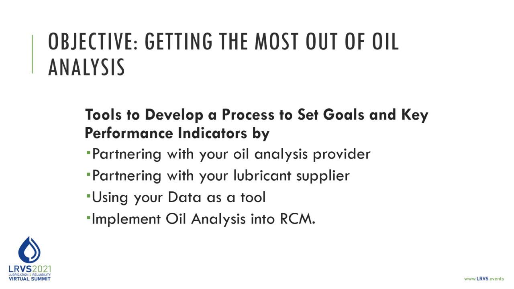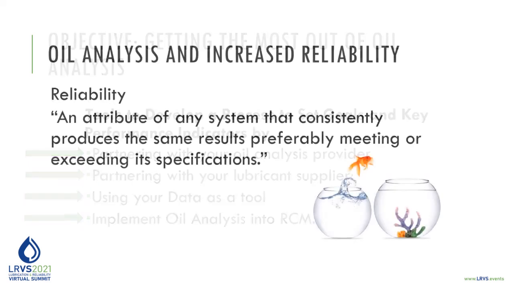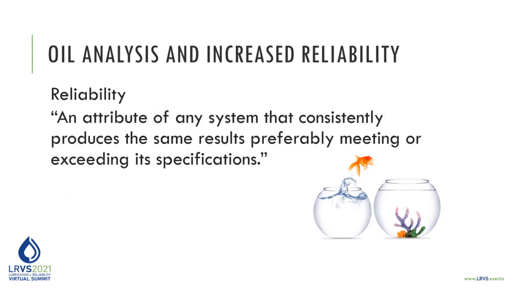The tools you want to use is to develop a process to set goals and key performance indicators by maybe partnering with your oil analysis provider, your lubricant supplier. You definitely want to use data as a tool. And then finally, implement oil analysis into your reliability-centered maintenance approach. Now, reliability is an attribute of any system that consistently produces the same results, preferably meeting or exceeding its specifications. Increased reliability decreases failures of machines, materials, but also methods. And this is going to require change.